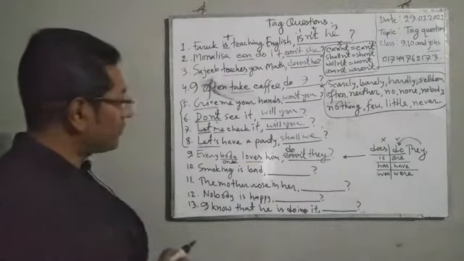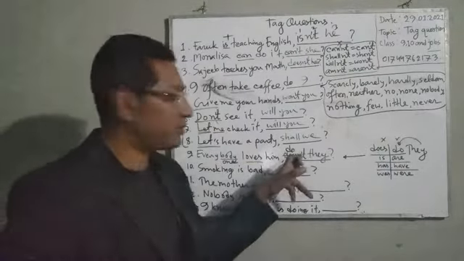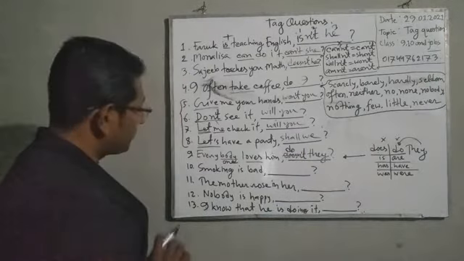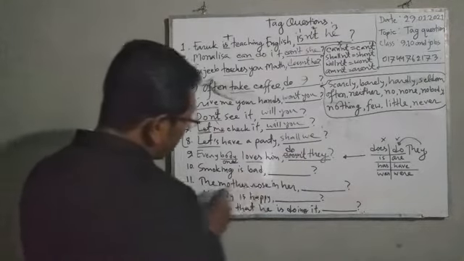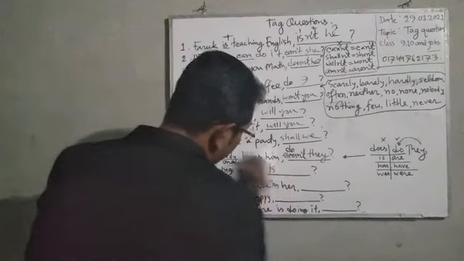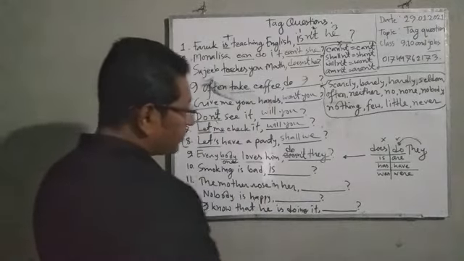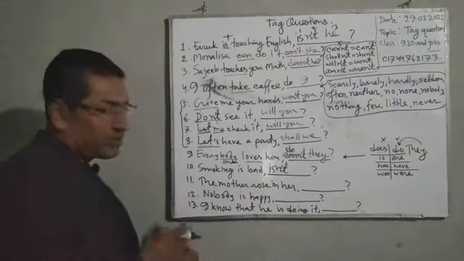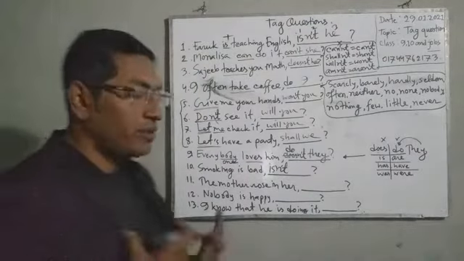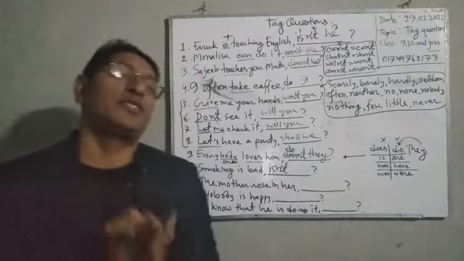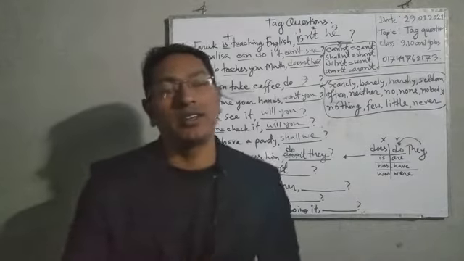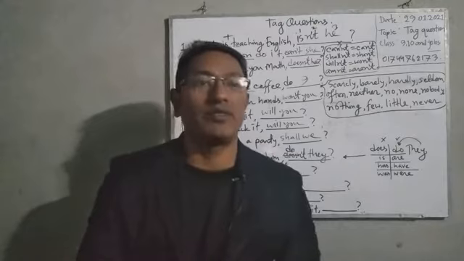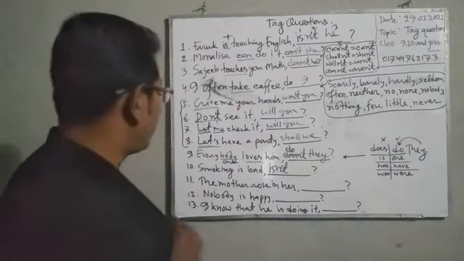Dear viewers, this sentence is very important. Next, question number 10: Smoking is bad. Here we get is, and the sentence is positive, so we use here not, and the subject starts with ing. We have to say that if the sentence starts with ing or to plus main verb, we must use it.